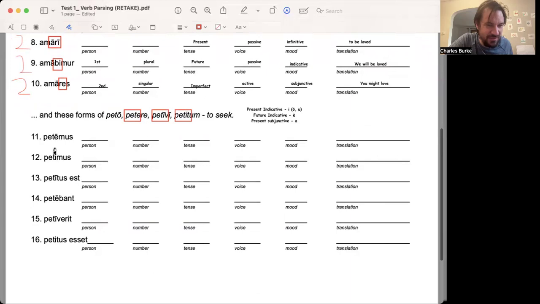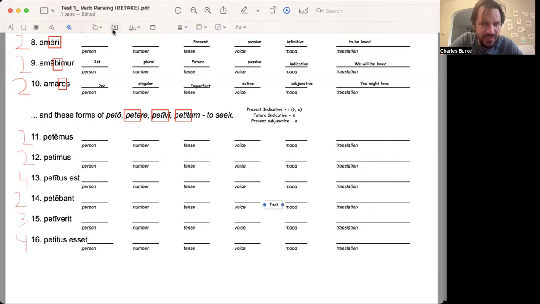So let's start with this. Petamus, the thing first, petamus, no V, no T, second principal part. No second T, rather, one T, I guess. Petimus, second principal part. Petitus, fourth principal part. Petebant, second principal part. Petiverit, the V tells me third principal part. Petitus esset, fourth principal part. All right.